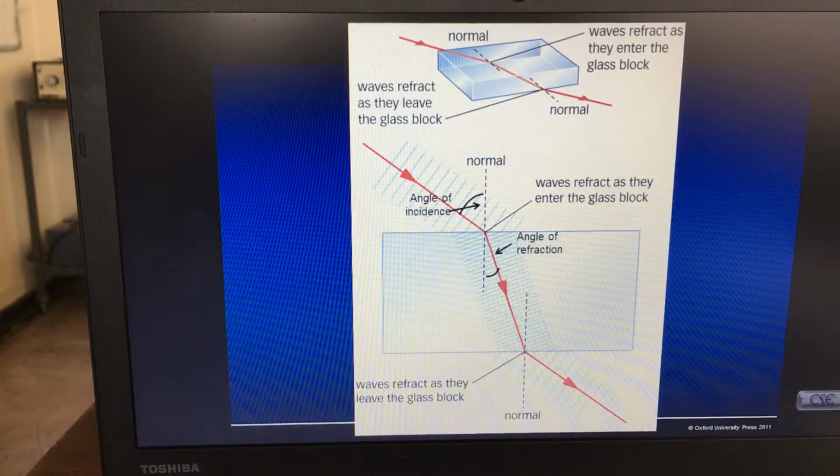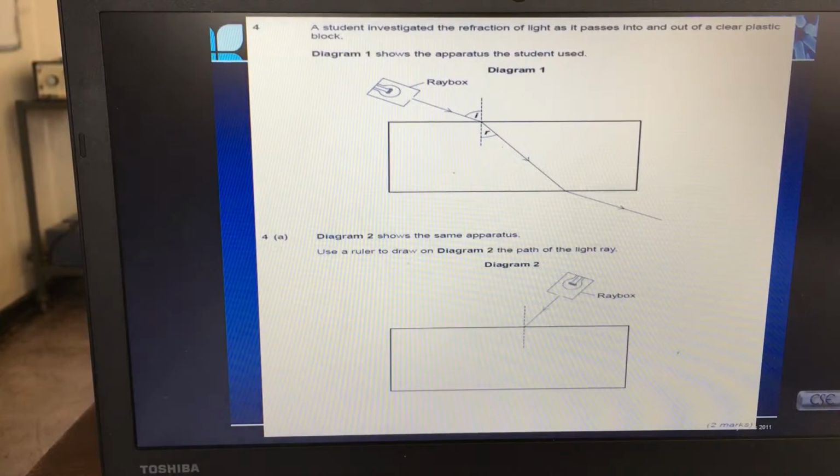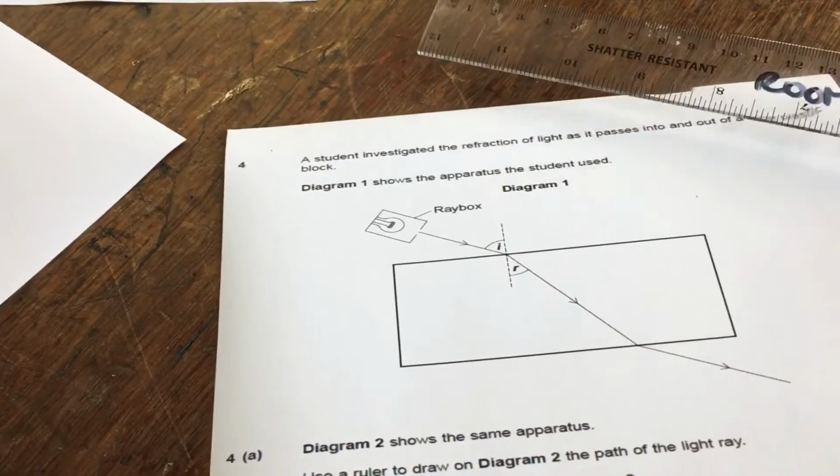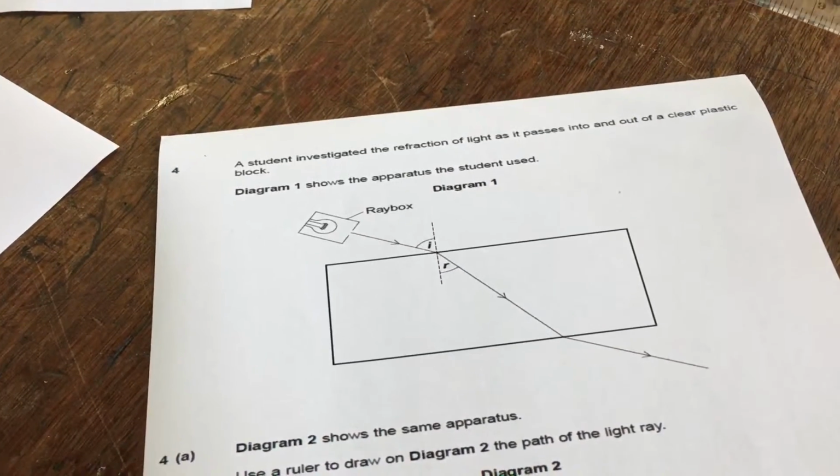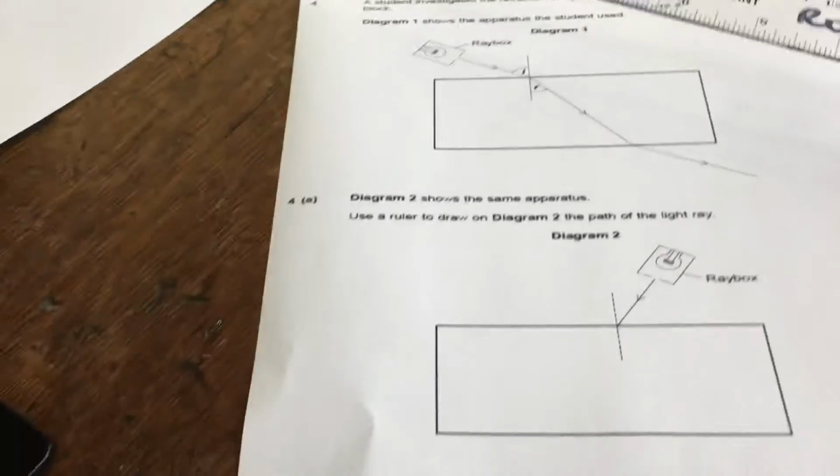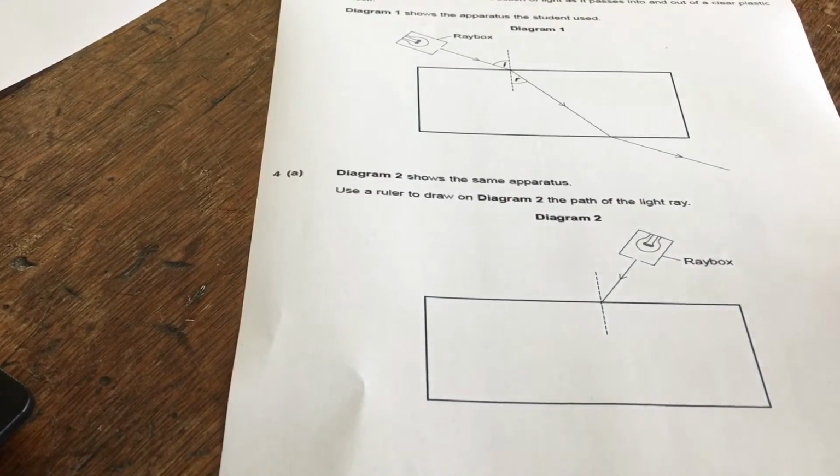So an exam question for this one might be this. So it shows you here that a student investigated refraction, light passes through a clear plastic block. It's actually given you one there already. And then it says diagram 2 shows the same apparatus, use a ruler to draw. This is 2 marks, okay?